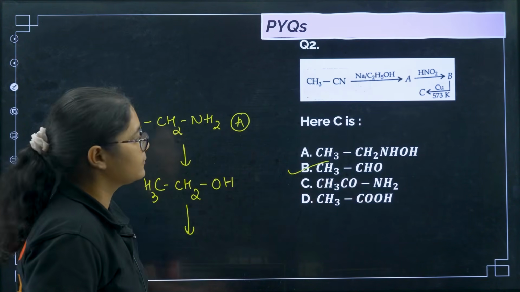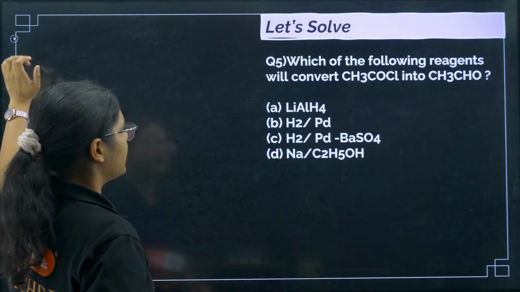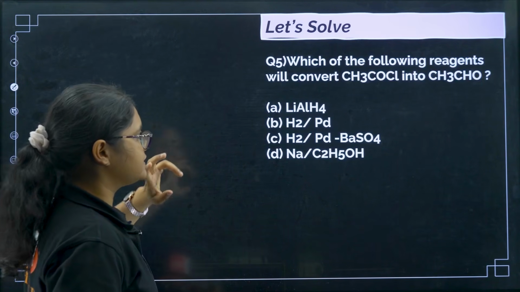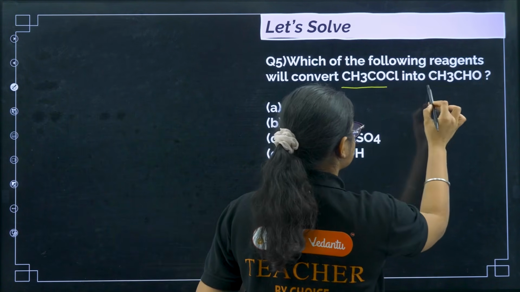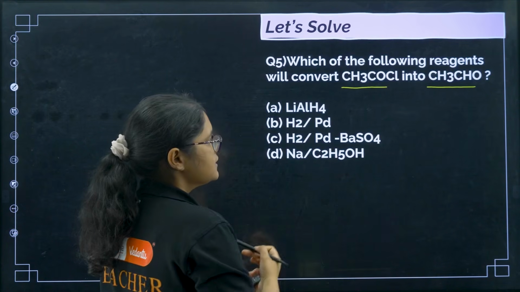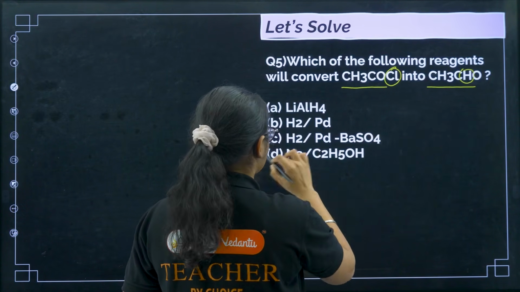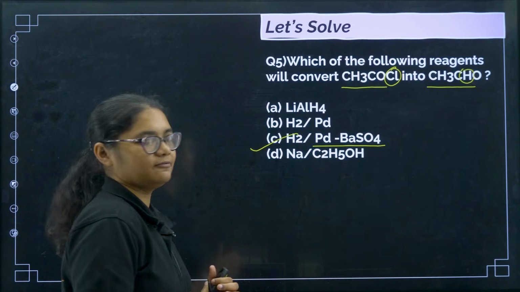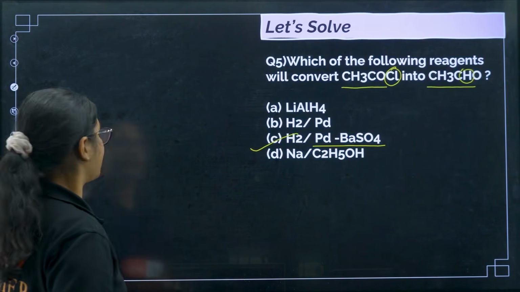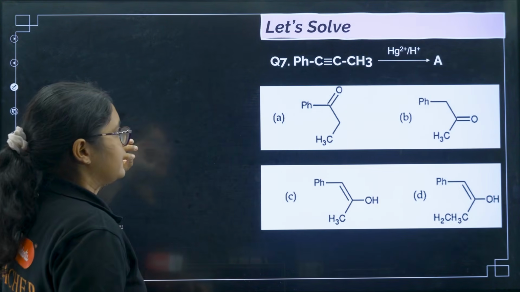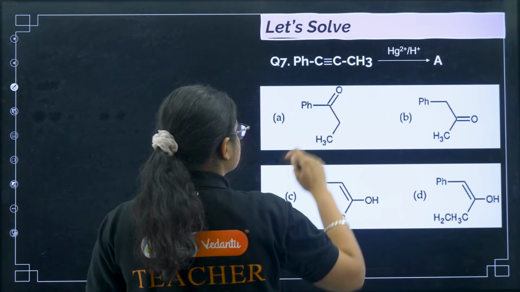that is option number B here. Okay, next, which of the following reagents will convert CH3COCl to CH3CHO? So you see chlorine is getting converted to hydrogen. Which one? This one, hydrogen, palladium, barium sulfate, that is your Rosenmund reaction.